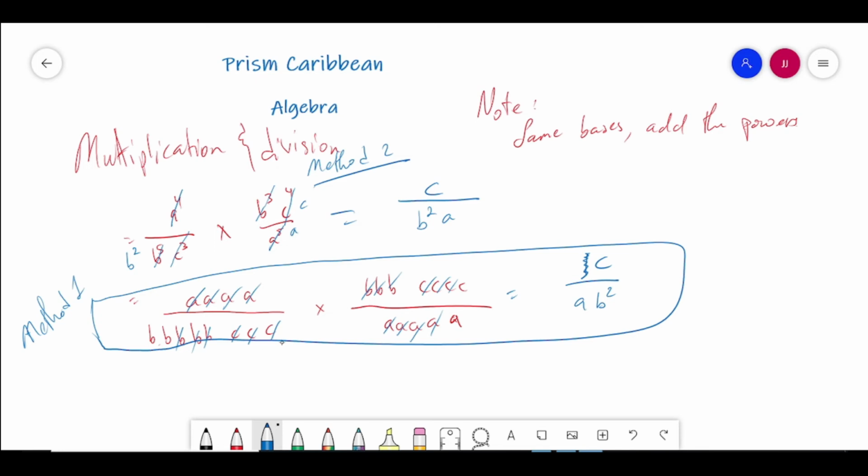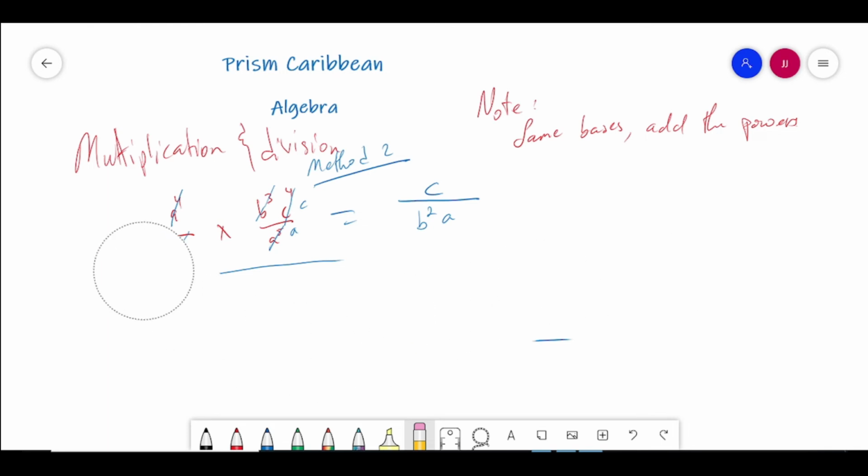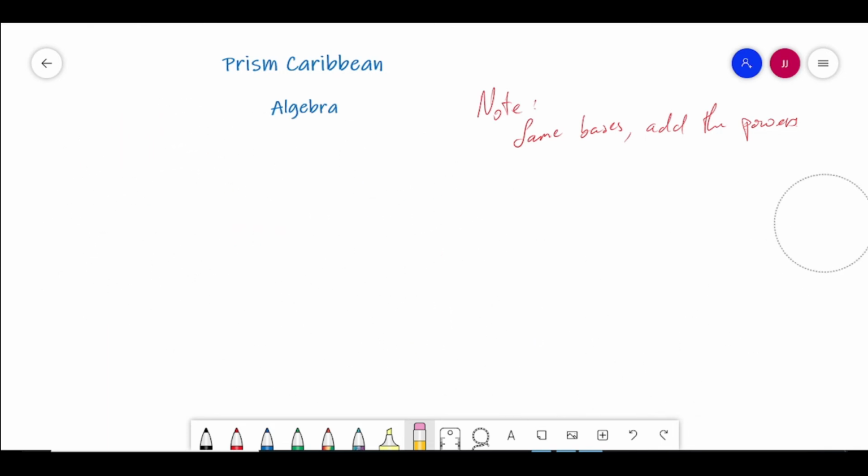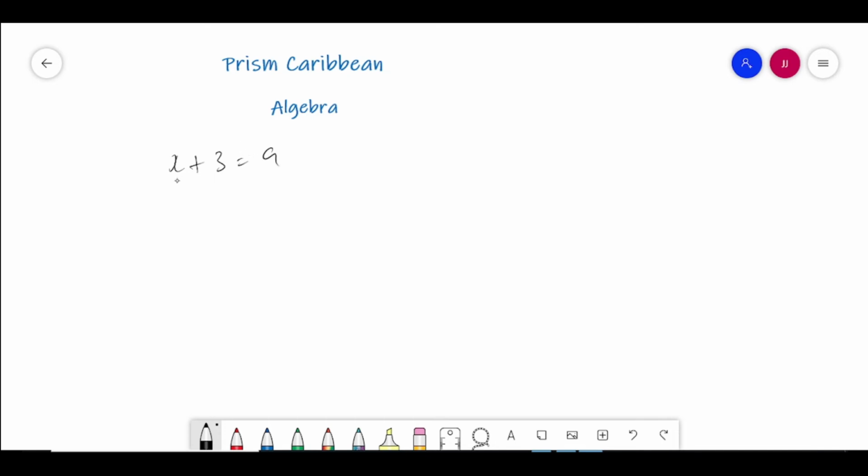And that's it pretty much for the multiplication and division and addition and subtraction of the algebraic terms. Now, recapping just a little bit on what we did earlier in a previous video, I would like to just go over this topic one more time. So let me just select the black ink here. Let's say we have x plus 3 is equal to 9. We want to find x.